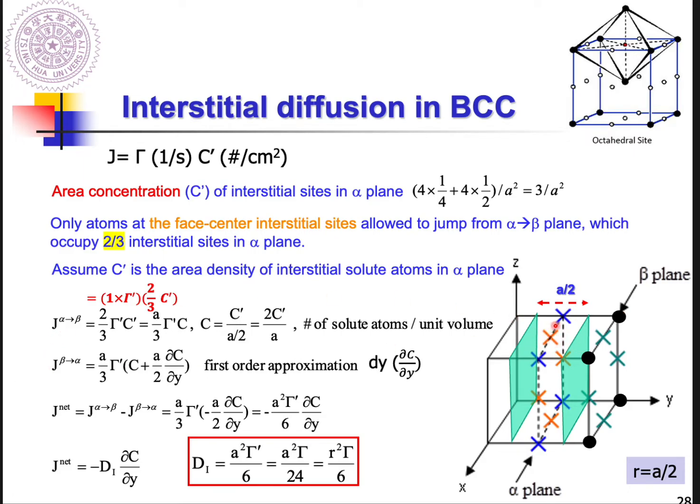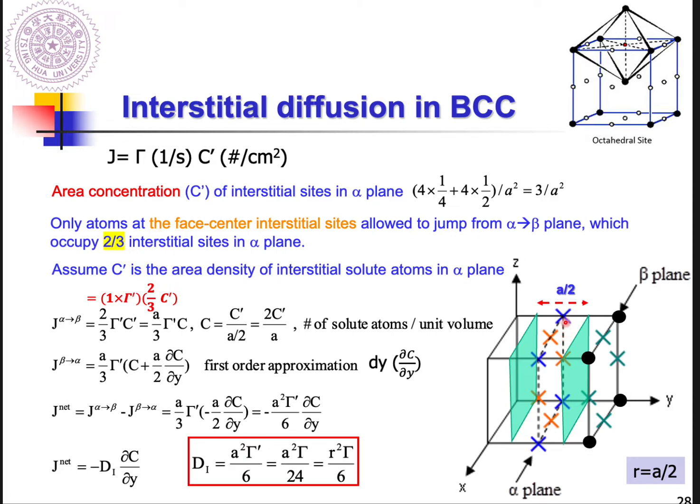Then let's check the atoms at the face center sites, expressed in orange. The atoms at these sites are going to make a successful jump to the beta plane, with the distance A/2 being the nearest distance, right? So this one can make a successful jump, and this one can make a successful jump. This one jumps here, and this one jumps here. So the direction is actually the same, right? The directions for these two sites are parallel, so the direction is just one.